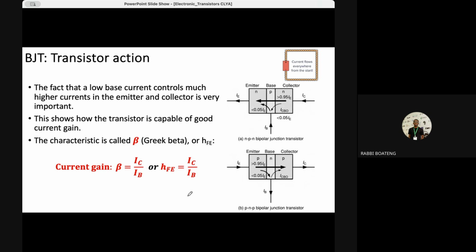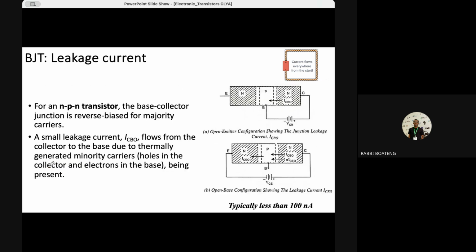Is that okay? And of course, because we expect more current at the collector than the base, our gain is just very simple. It's just the current from the collector divided by the current from the base. Is that okay? It's just going to give us the current gain. And this is very important because we have to look at something called the leakage current, and this is going to influence the leakage current a lot. Is that okay?